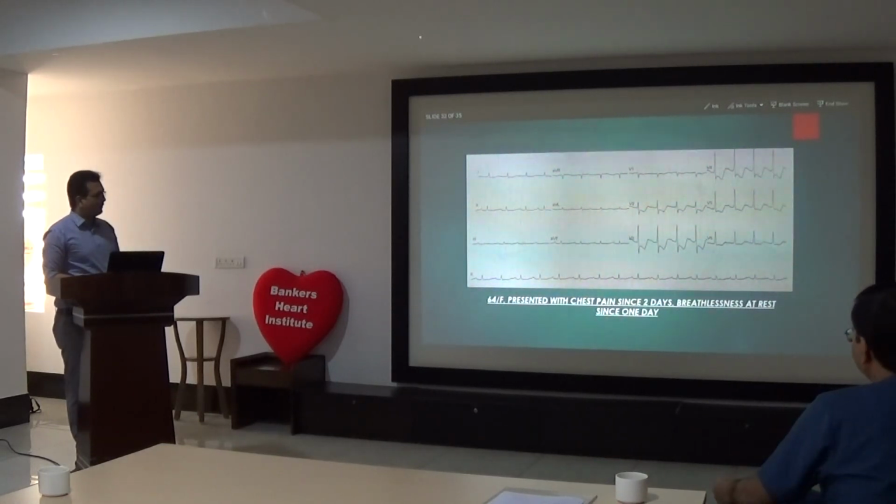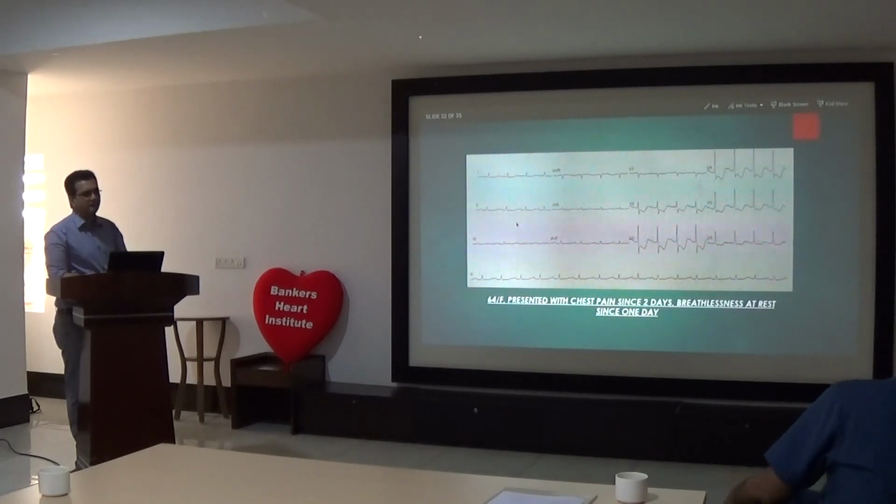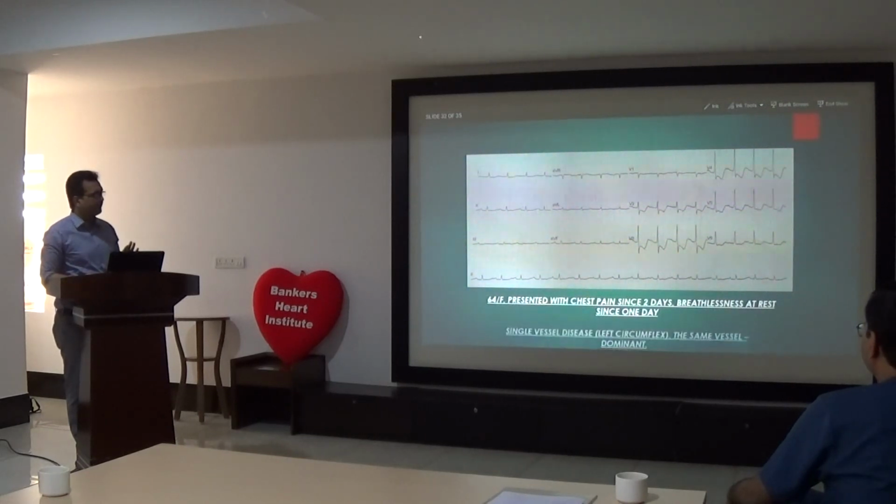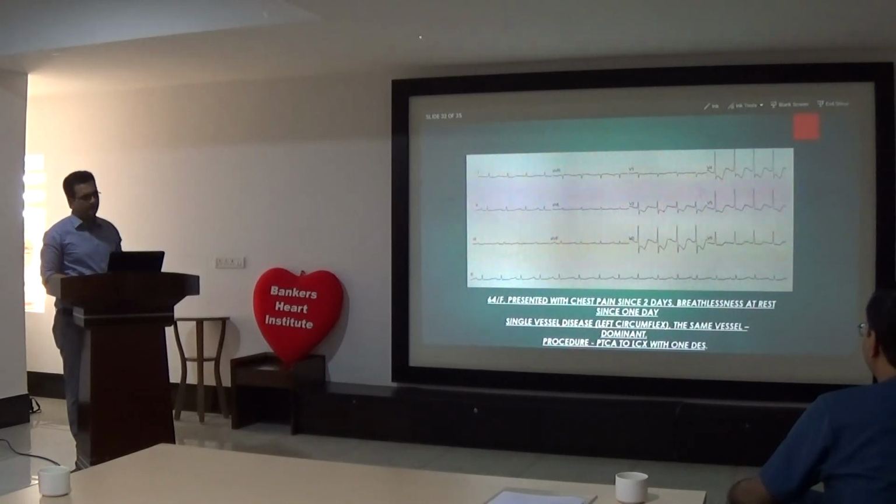This is a case of a 64-year-old female. She presented with chest pain since 2 days and breathlessness since 1 day. Actually, this ECG is post PCI for the patient. There is significant ST depression seen in the lateral leads. On presentation, her ECG had ST elevation in lead 2 more than that in lead 3. Her 2D echocardiography also showed inferior and posterior wall hypokinesia. So this patient had an LCX occlusion. Primary PCI was done for the same, and on the angiogram the same vessel, that is the left circumflex, was dominant.